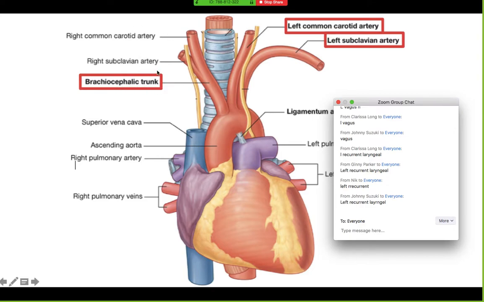And then, maybe a little bit less important, the right recurrent laryngeal wraps around the right subclavian, just in case you're curious what the right side is doing. And then don't forget this, BCS.